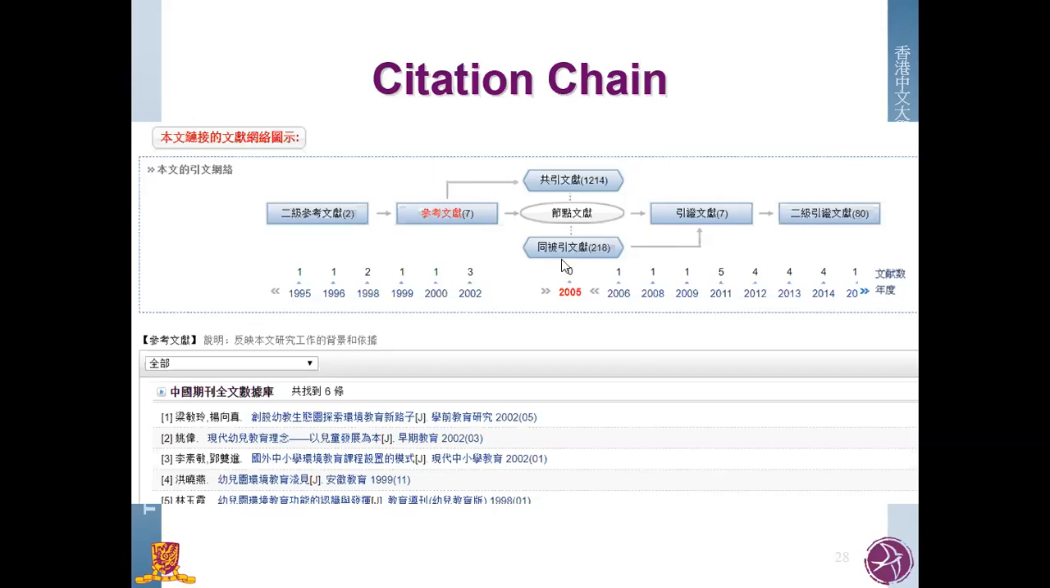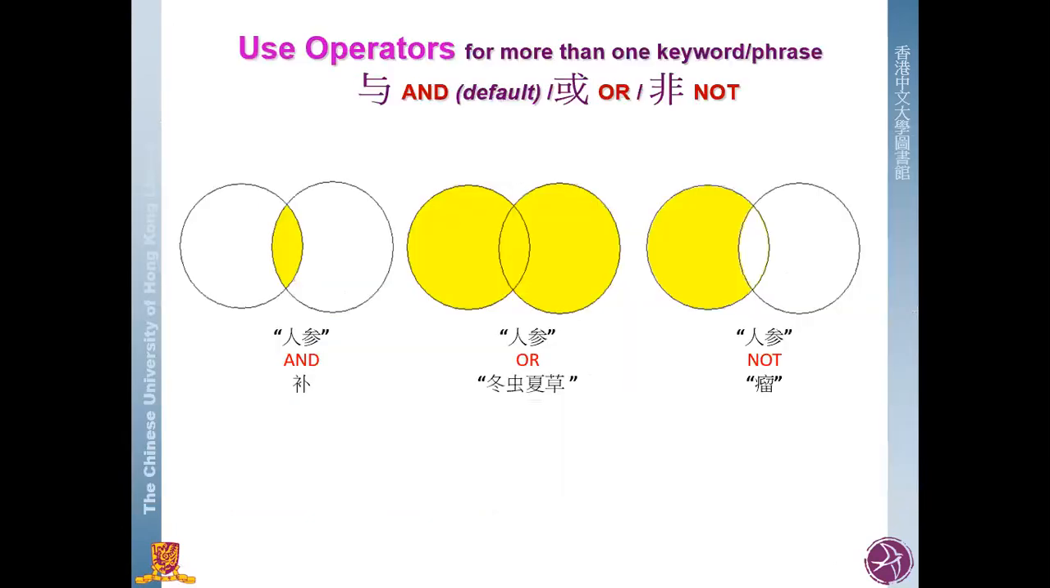Any questions? And when you do your search in those databases, no matter if it's the 中國期刊全文數據庫 or any other, try to make use of this and, or, not operator to help you get a better search result.